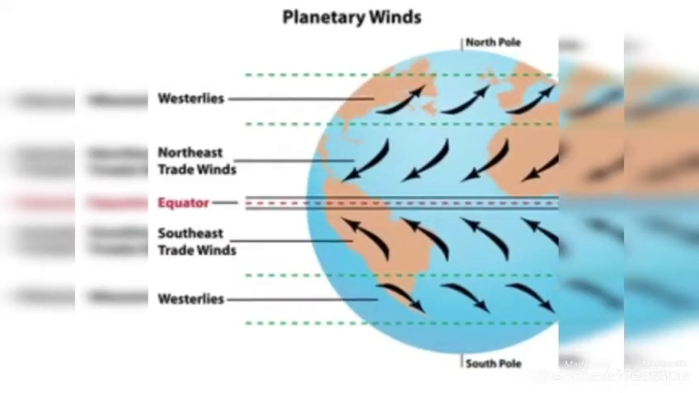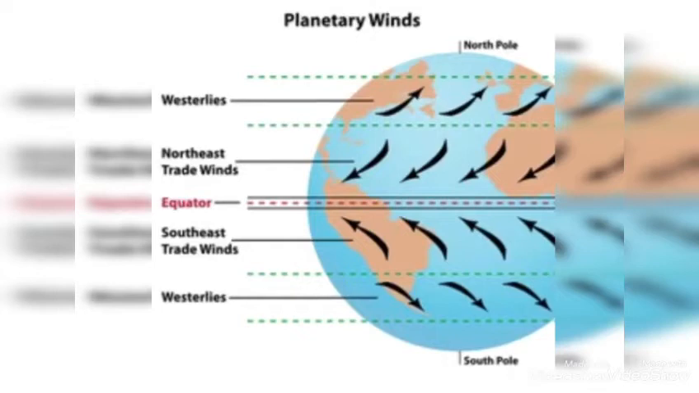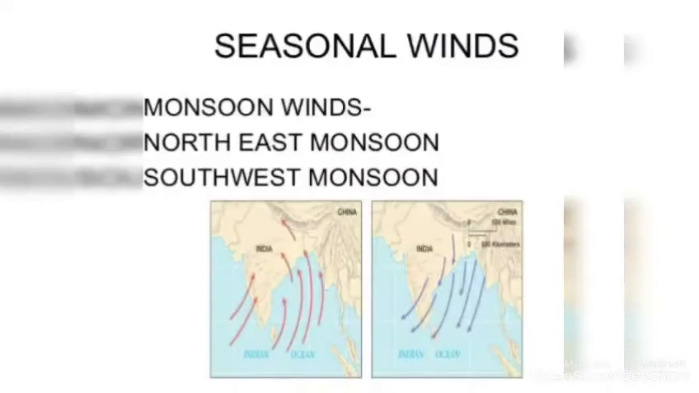First one is planetary winds. Planetary winds means it is the permanent winds. So it will blow in the same direction throughout the year. So it is called planetary winds or the permanent winds. For example, trade winds, westerlies and polar easterlies. So these are all the types of planetary winds.